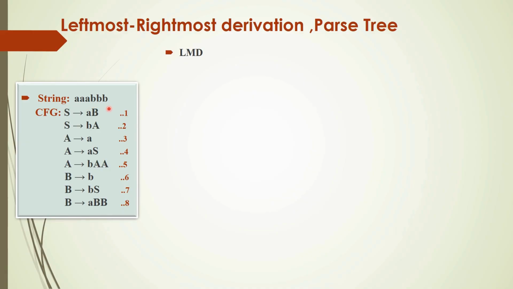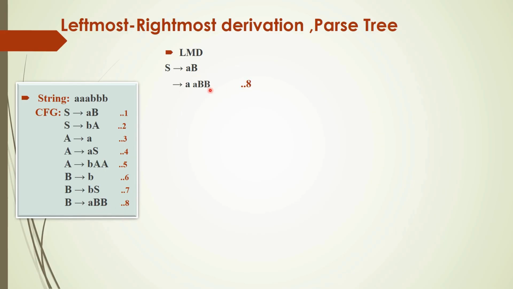aaabbb. Okay. So we have to start from the first production rule because the string starts with a. Now my S is substituted as aB as per our first rule. Then we have to substitute this B as something that generates a as the next character. So we have to use the next derivation rule, which is number 8, because you can see it is the only production rule able to generate a here. So we substitute this B using production rule 8 with aBB.